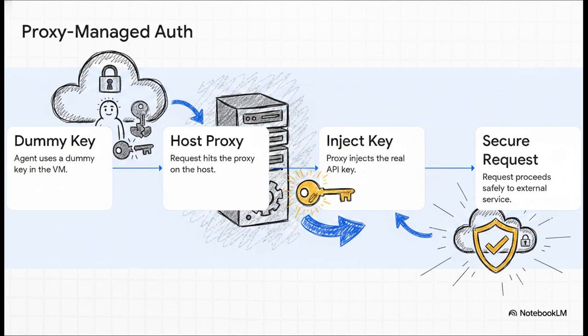Second, when the agent makes an outbound request, that request hits a proxy that's sitting safely on your host machine. Third, this host proxy spots the dummy token, overwrites it, and injects your actual, real API key right into the header. Finally, the request proceeds safely to the external service. The real secret never, ever enters the virtual machine. It is such an elegant solution to a really scary security flaw.